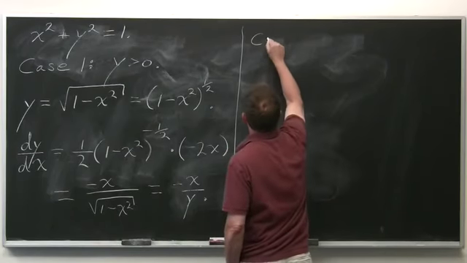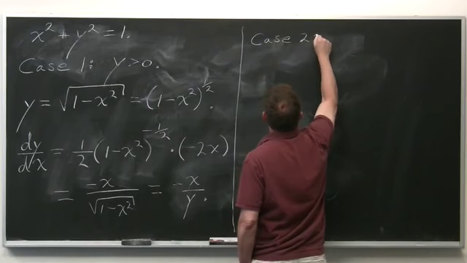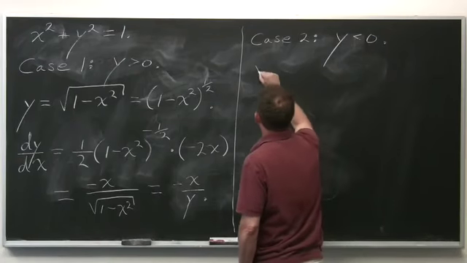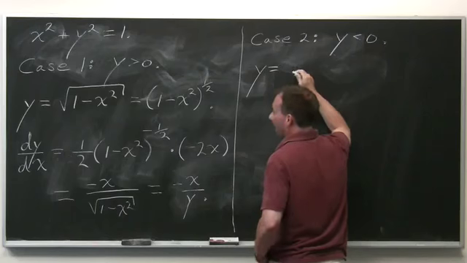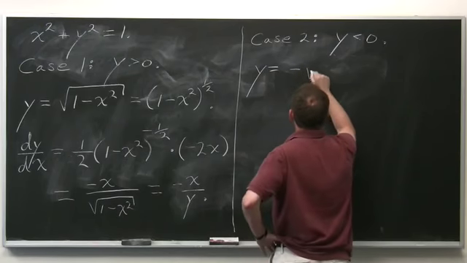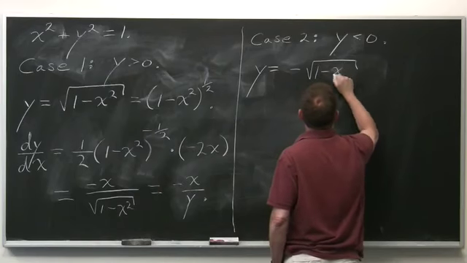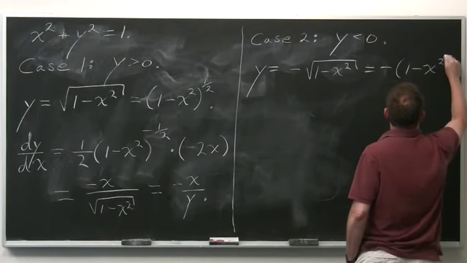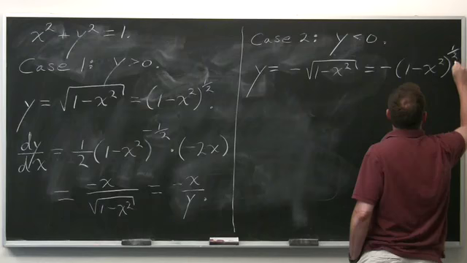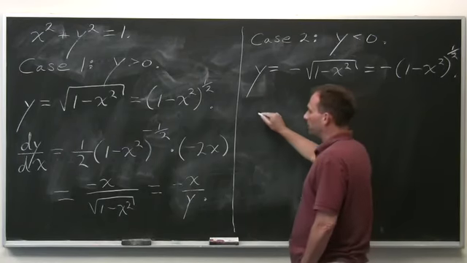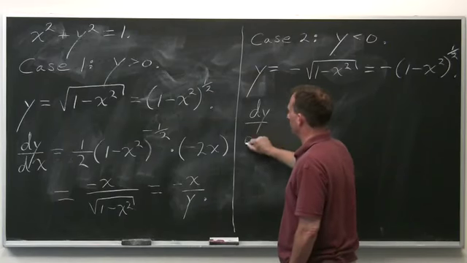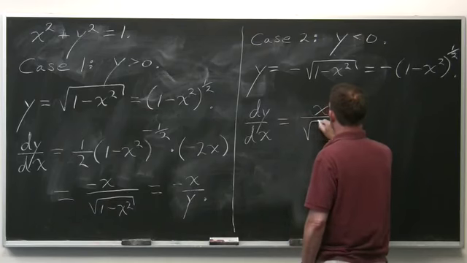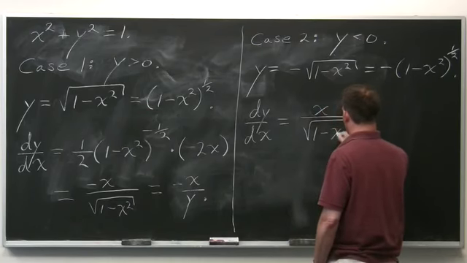What about case 2? In case 2, we're looking at where y is less than 0. And when that's true, we know that y has to be, assuming x squared plus y squared is still 1, we get this. So this is negative (1 minus x squared) to the 1/2. And what's the derivative of this? Well, it's just negative what we got a minute ago. So it's just x over the square root of 1 minus x squared.